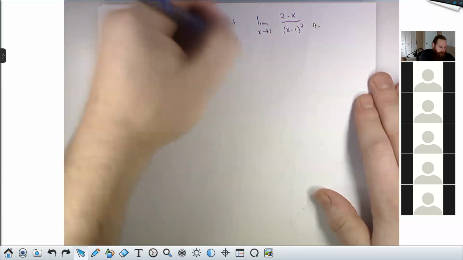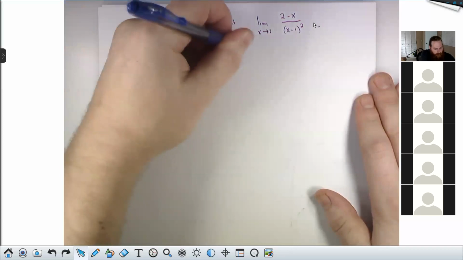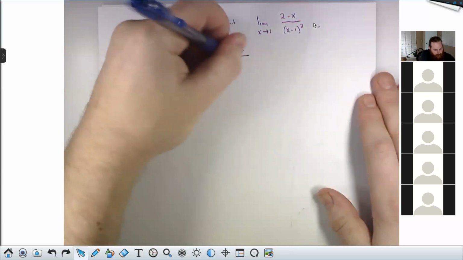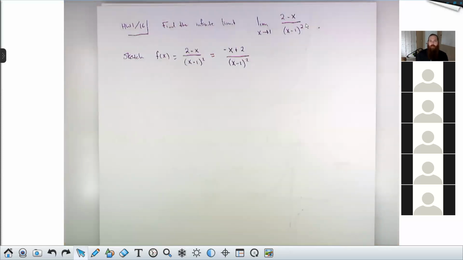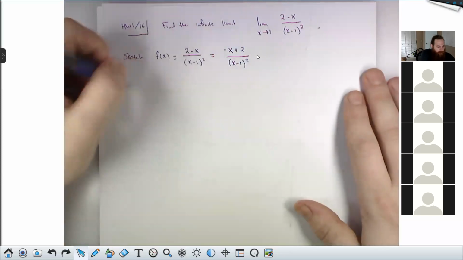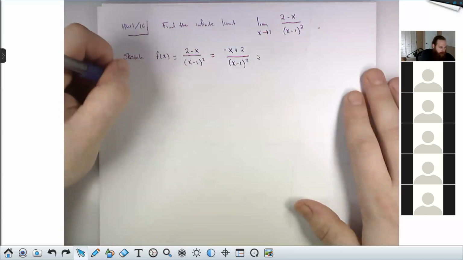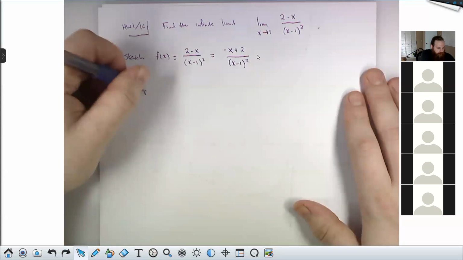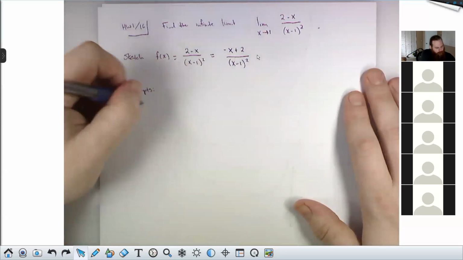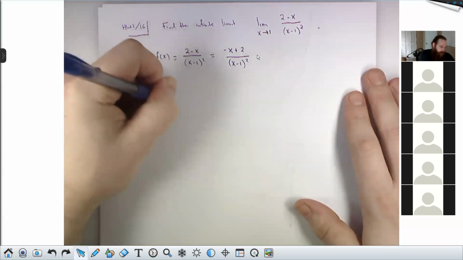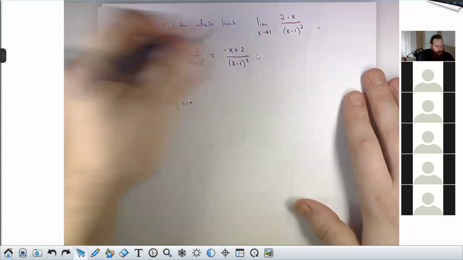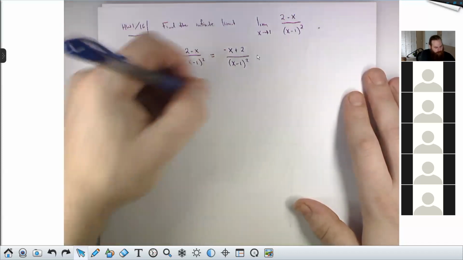I might first want to rewrite this as negative x plus 2 over x minus 1 squared, because that's sort of your standard form where the powers of the polynomial decrease as you go down. So the top and bottom here are both polynomials. This is a rational function. We can find things like the x and y intercepts. The y-intercept comes from plugging in x equals 0. So that will be 0 plus 2 over negative 1 squared. It's 2.